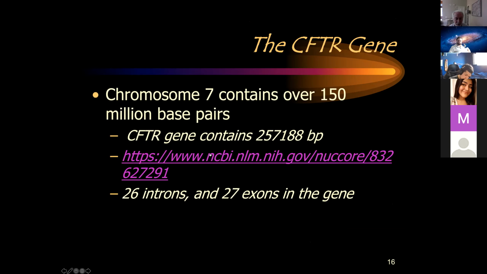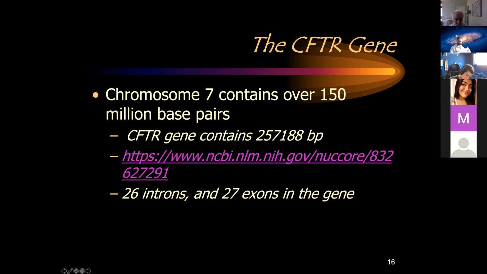Chromosome 7, the one we just looked at, contains over 150 million base pairs. The CFTR gene has 257,000 of these, 26 introns, 27 exons, and we'll talk about those later. And I've used up all the time.